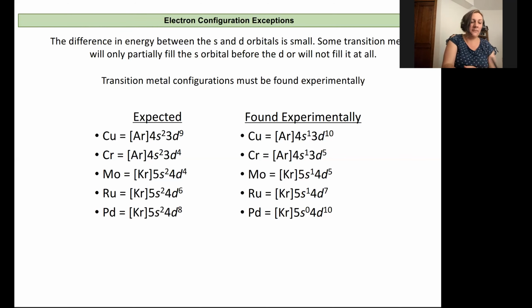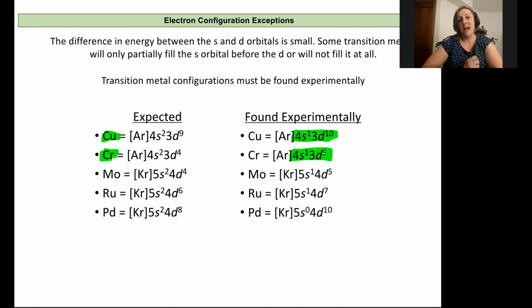The ones that I feel we see the most are copper and chromium, which are in that first transition metal row. And we see that our copper promotes an electron from the s orbital into the d orbital to completely fill it. And our chromium does the same thing, but to half fill the d orbital. And so in that first row, we see this exception come up again and again for copper and chromium.